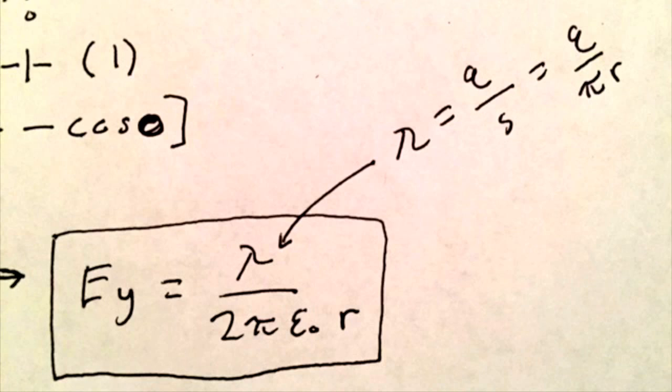Although we were just evaluating for the final equation, as a side note, if you're solving for a numeric value, you can always plug in q over s, or charge over arc length, for lambda, or q divided by, in this case, pi r.